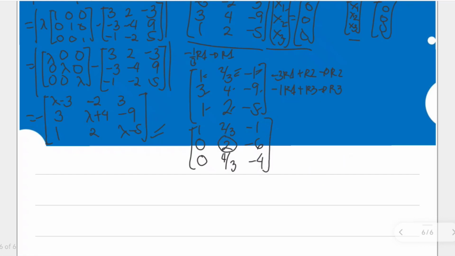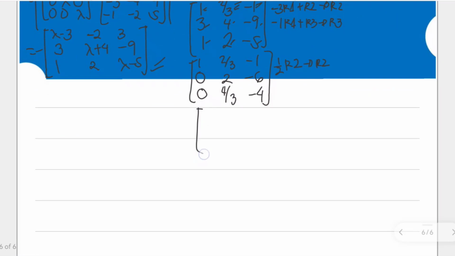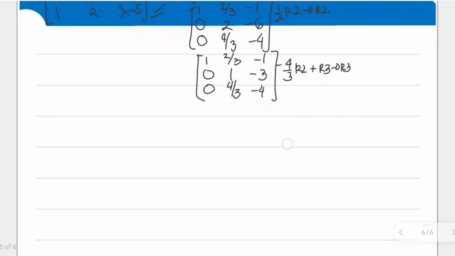Next is to make this 0. I mean, not 0, 1. So you have 1/2 of row 2 for a new row 2. So you will have 1, 2/3, negative 1, 0, 1. This is now negative 3, 0, 4/3, negative 4 here. Finally, to make this 0, the next thing here is to multiply negative 4/3 to our row 2 and add it to row 3 to have a new row 3. Let's see what happens next.